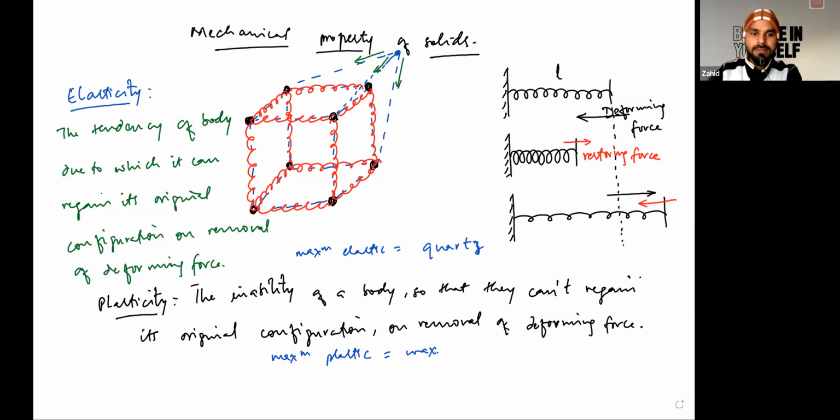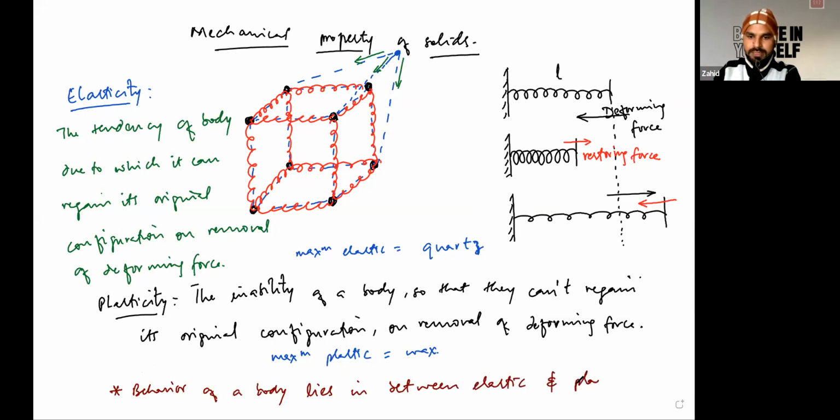So in general, the property of a body lies in between elastic and plastic. So you can say behavior of body lies in between elastic and plastic. Is it clear till this part? Yes, sir. Okay, so let's write it down, or we may take a screenshot. Done, sir. Okay.